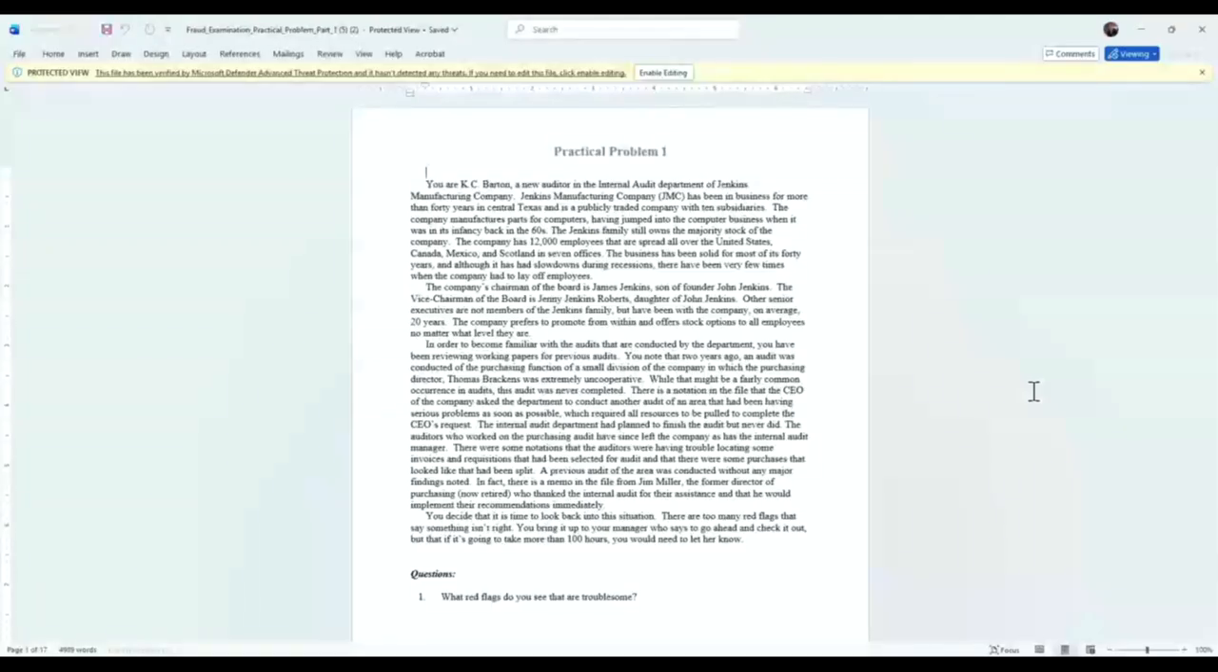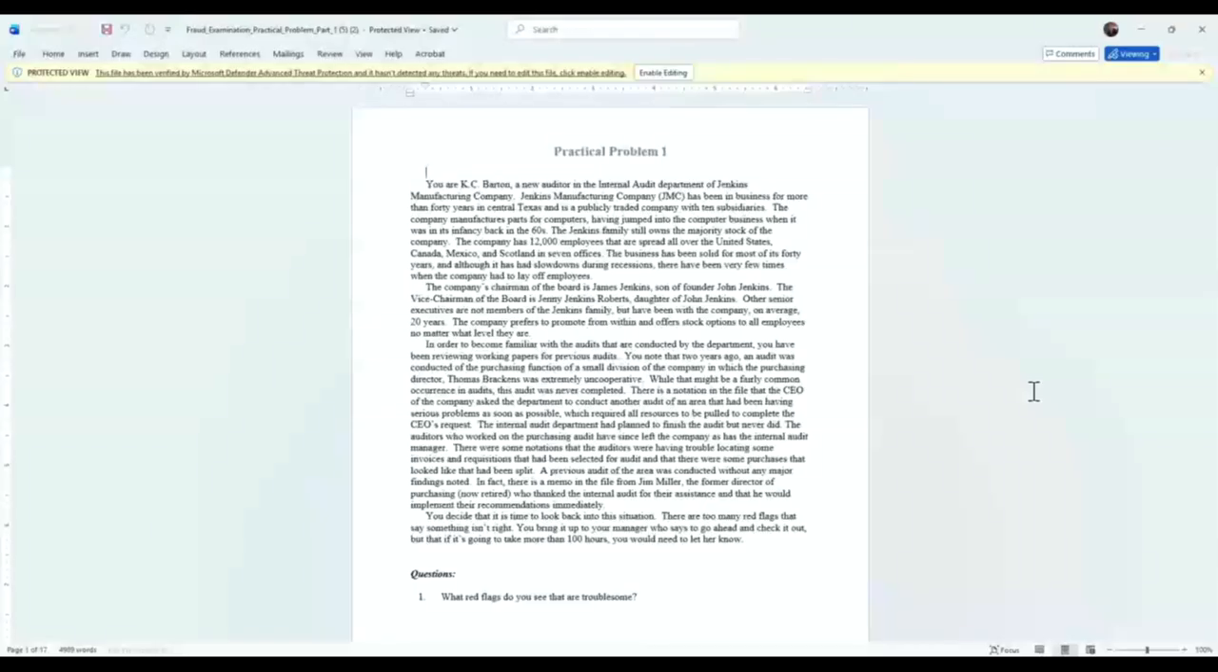Now, there's a notation in the file that the CEO of the company asked the department to conduct another audit of an area that had been having serious problems as soon as possible. It required all resources to be pulled to complete the CEO's request. So it's nothing nefarious. It was just, hey, the CEO says we've got to move over to this other division. Okay, everyone, pull up stakes. We're going over there. Fine.